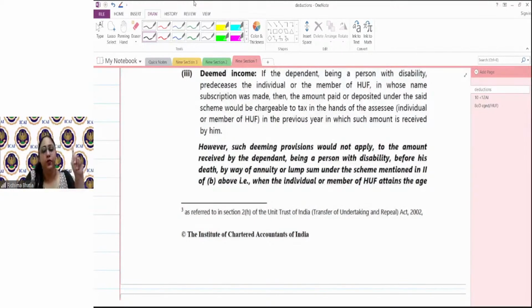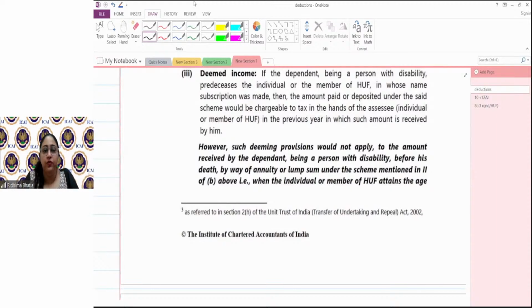What will you remember? To whom is it available? It is available to any individual and HUF. Very good. Number 2, this is for when the assessee incurs any medical expenditure, or any maintenance for the benefit of a relative or the dependent disabled person. And here 75,000 is in case of general disability and 1,25,000 in case of severe disability.